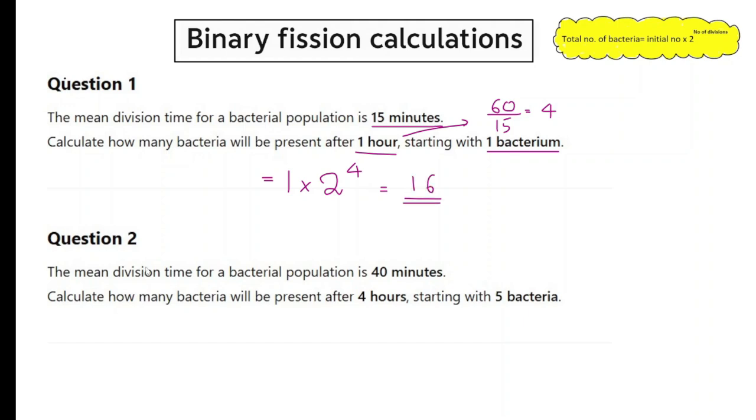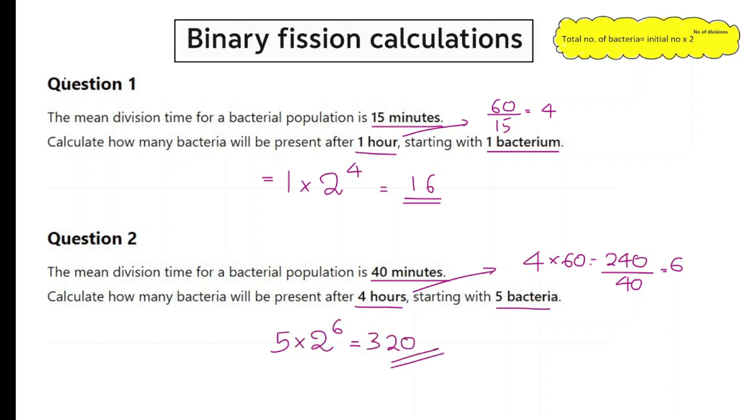Second one, the mean division time for a bacterial population is 40 minutes. Calculate how many bacteria will be present after 4 hours. So let's get it into minutes. 4 times 60, which is 240 minutes. Divided by 40, there will be 6 divisions. Starting with 5 bacteria, so the initial number 5 multiplied by 2 to the power of 6. And the answer is 320 bacteria.